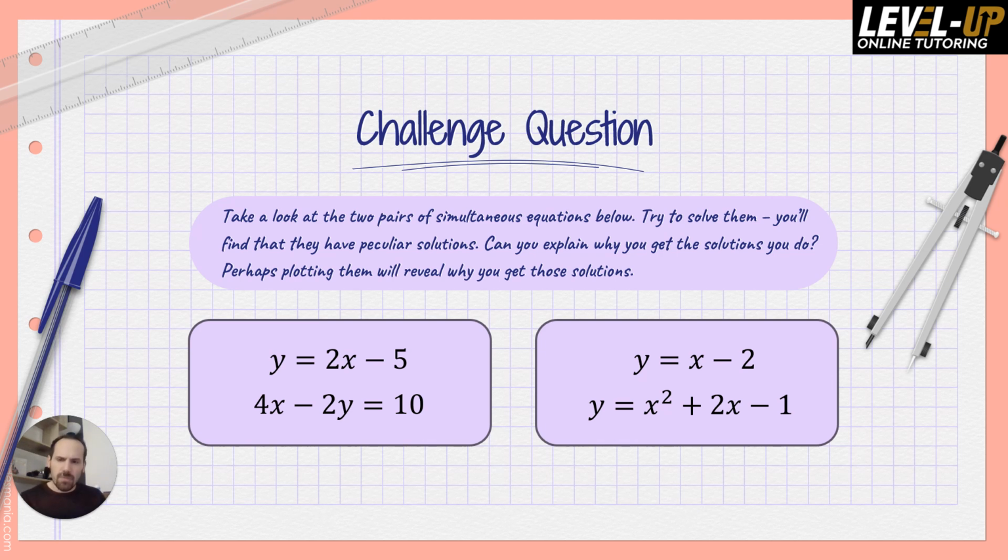And you'll see both of them will come to peculiar solutions, and see if you can explain why you get those solutions. Perhaps you might want to try plotting them using a graphing calculator, or you could plot them yourself on paper and see what happens, using that graphical interpretation we have of what simultaneous equations are and their solutions, and it should reveal why you get those peculiar solutions.